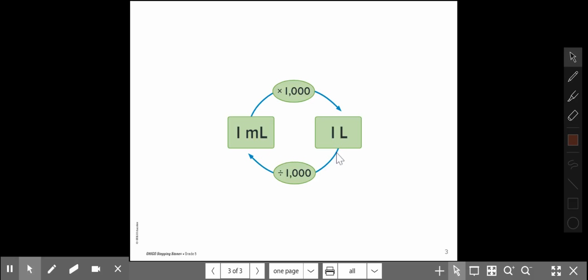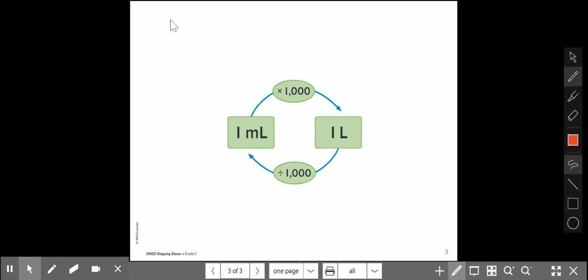This is lesson 9.10, dealing with another metric measuring device, talking about capacity. So I wanted to start with this slide. This happens to be the third slide in our presentation, but I wanted to start with this in mind: 1 milliliter, if we take that times 1,000, we get 1 liter. We also, when we start with 1 liter and divide it by 1,000, we get 1 milliliter.